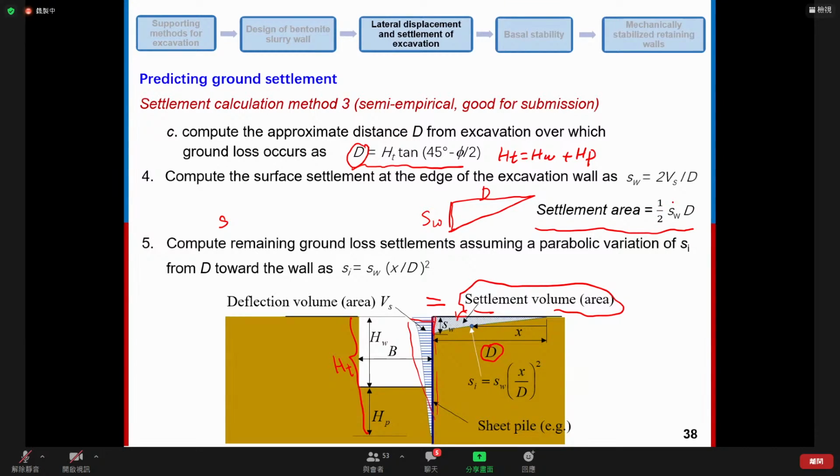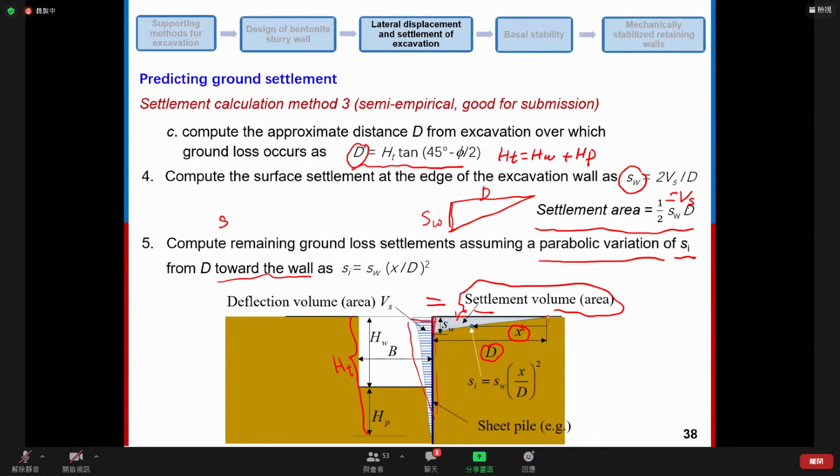Okay, so this one should be equal to VS, and then we can get SW, which is the settlement at the edge of the excavation. Okay, and here the next step, we compute remaining ground loose settlements, assuming a parabolic variation of S from D towards the wall. So here you need to pay attention.